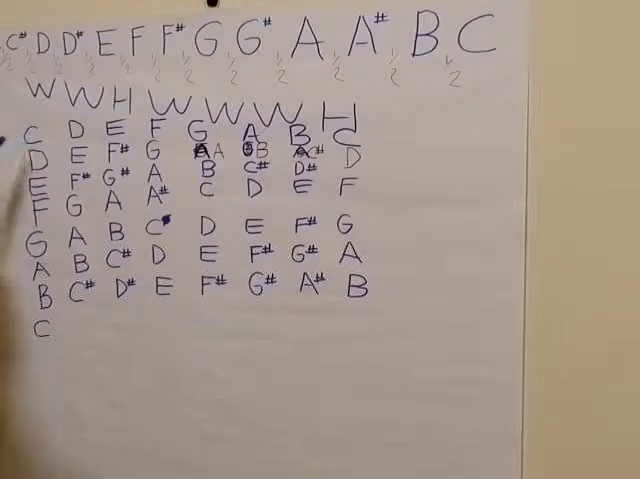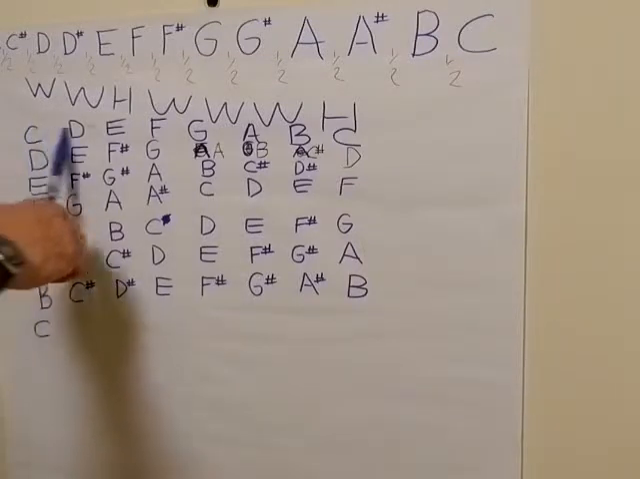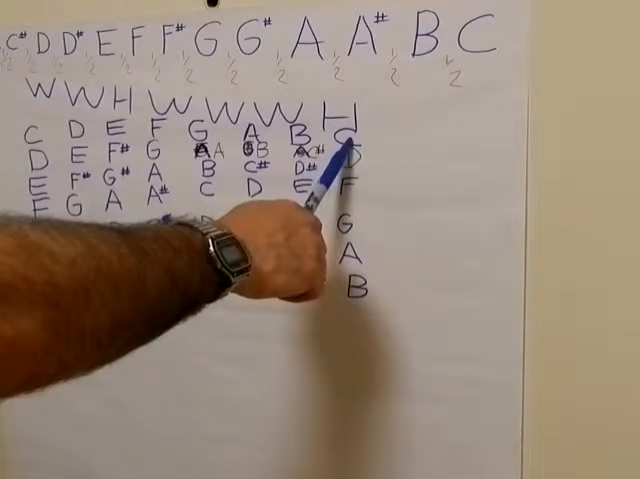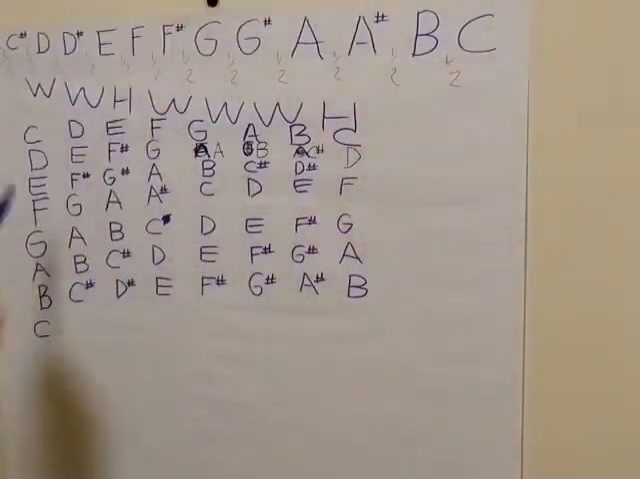You have key of C, key of D, key of E, key of F, key of G, A, and B. And I know there's other keys, like your minor keys. I'm just dealing with the majors now because it's a lot easier. I just want you to get a basic understanding of how this whole thing works. Once you understand it, you can figure out the rest of it on your own. So let's take all the notes in the musical scale: C, D, E, F, G, A, B, C.